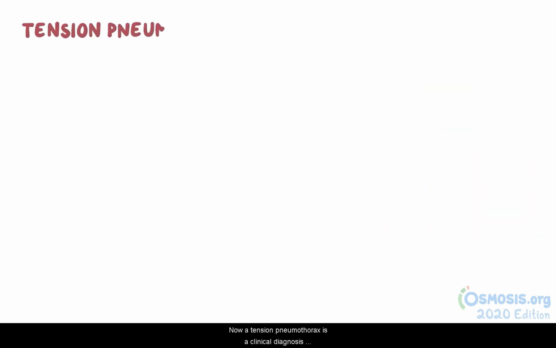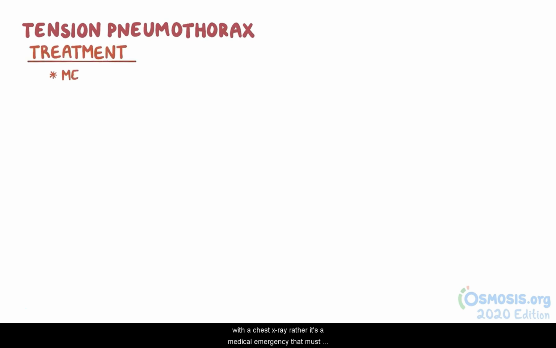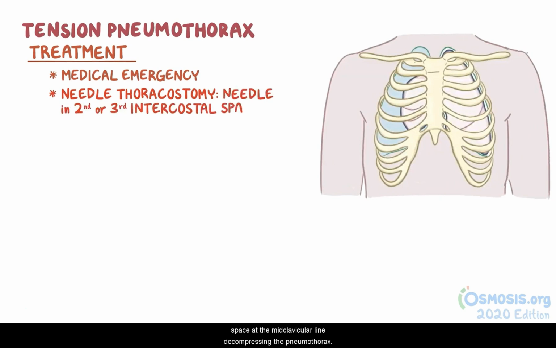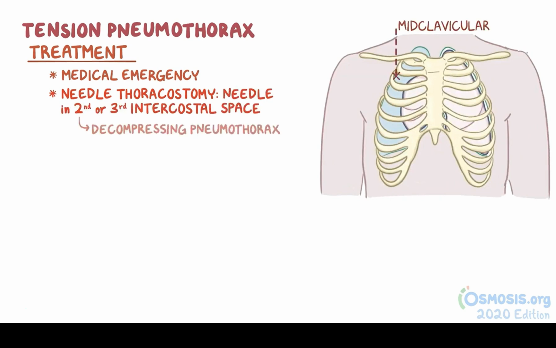Now, tension pneumothorax is a clinical diagnosis, meaning that if it's suspected based on symptoms and presentation, the diagnosis doesn't need to be confirmed with a chest x-ray. Rather, it's a medical emergency that must be immediately treated with needle thoracostomy, by inserting a needle in the second or third intercostal space at the midclavicular line, decompressing the pneumothorax. To confirm decompression, the individual's breathing will improve, and you might even hear the air escaping.